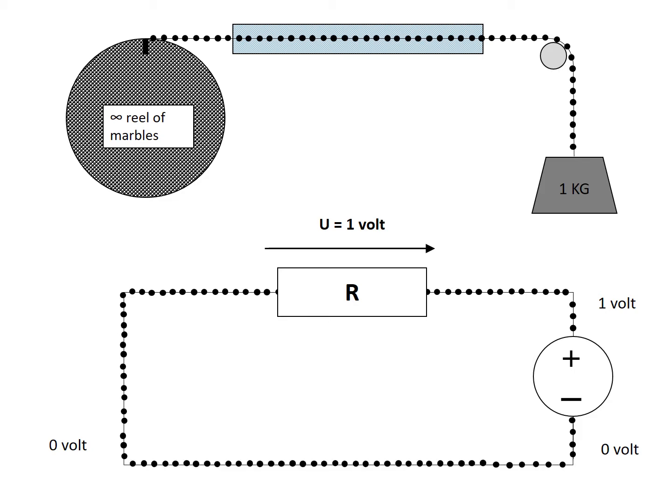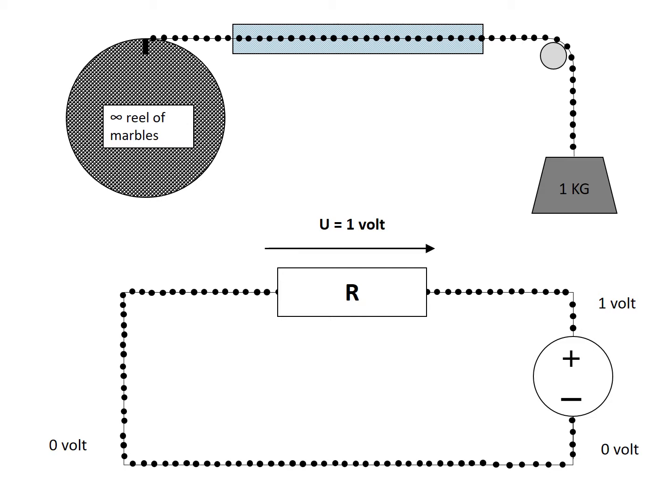Because the circuit is a closed loop, we can have electrons running an infinity of time through the resistor. This is what we modeled in the top picture with the infinite reel of marbles. The voltage generator is there to create the difference of potential across the resistor. On the positive side of the generator, we have a potential of 1 volt compared to the ground. And on the bottom side, the negative side, it is the ground, and we know that the potential is 0 volt.